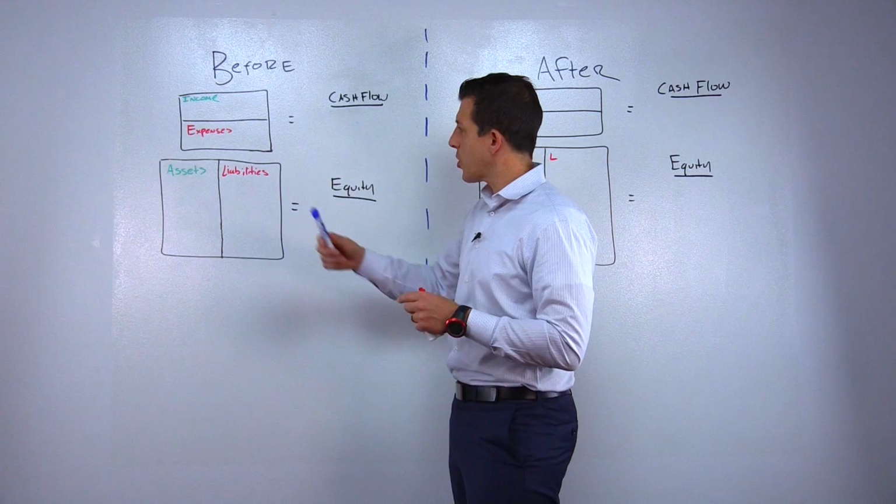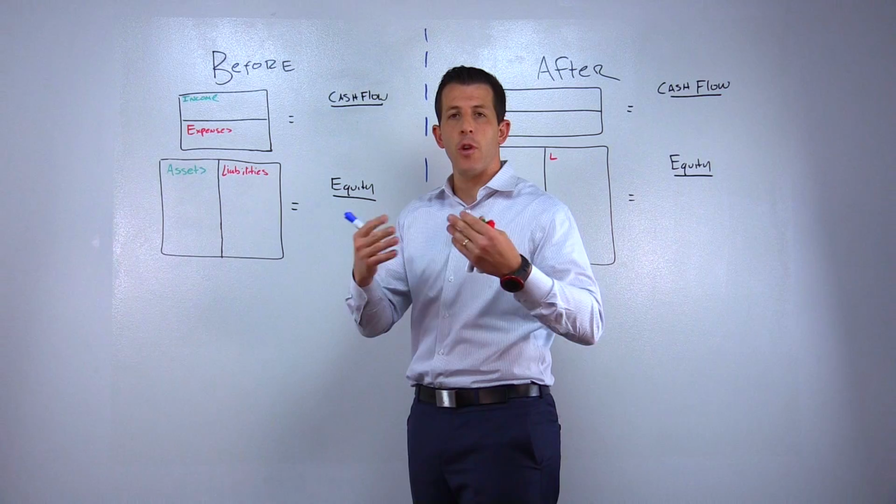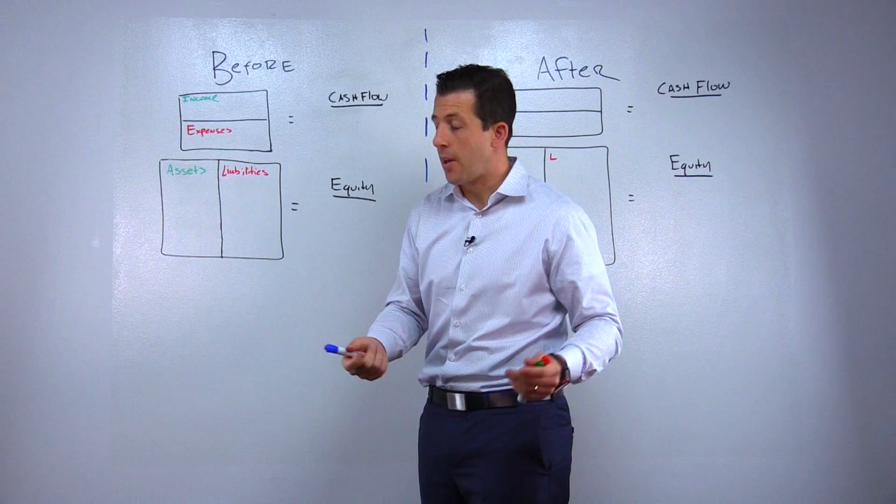So first off, I'm actually going to be explaining this in terms of an income statement or a cash flow statement and a balance sheet. So let me just review that quickly. So first, income is basically money that comes into your personal economy. Expenses is money that goes out of your personal economy to somebody else. The net of that is going to be your cash flow.